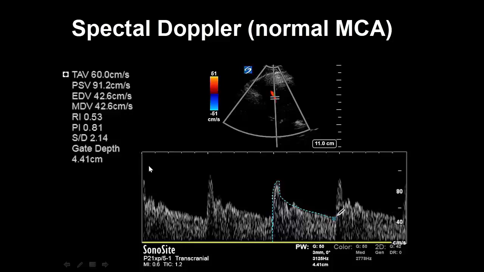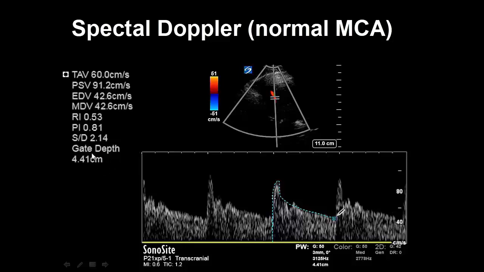As you can see here, there's a whole bunch of numbers that pop up on our machine that are pre-calculated. The TAV, otherwise known as the time averaged velocity, represents our mean velocity. Peak systolic velocity is the highest velocity during the entire cardiac phase. The end diastolic velocity is seen here and represents how fast things are going at the end of diastole. You'll notice, as mentioned before, our gate depth is somewhere between 3.5 to 5.5 centimeters for the proper insonation of the MCA.